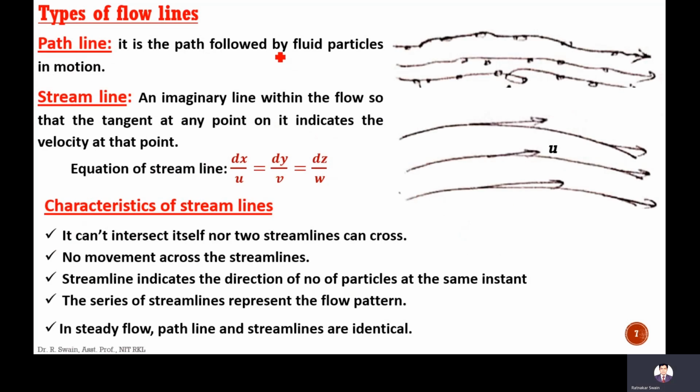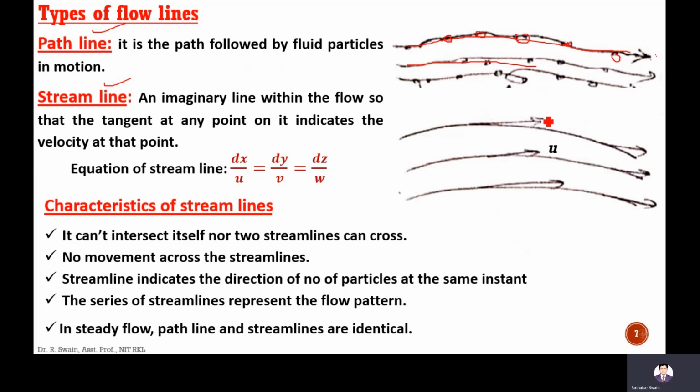Types of flow lines. Next are flow lines: the path line and the streamline. A path line means the path followed by a particular fluid particle in motion. When the fluid is in motion, if you concentrate on one particle and how it moves, the line joining the locations of that particular fluid particle is called the path line.